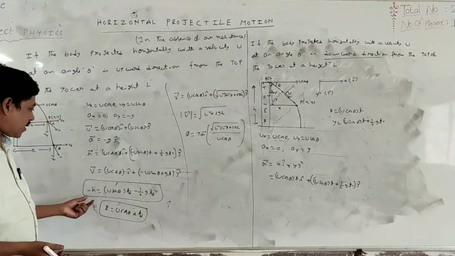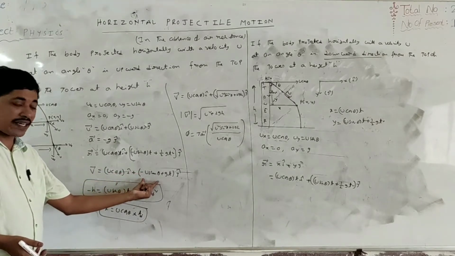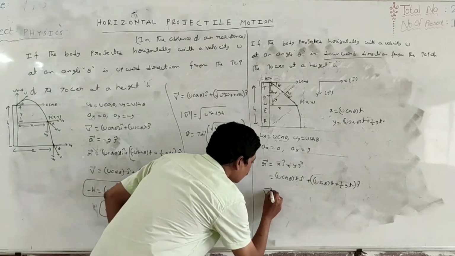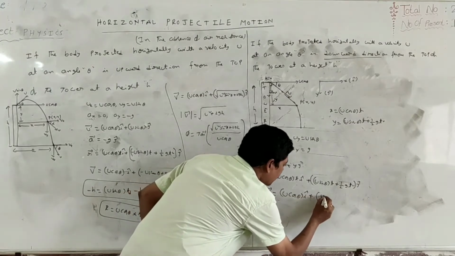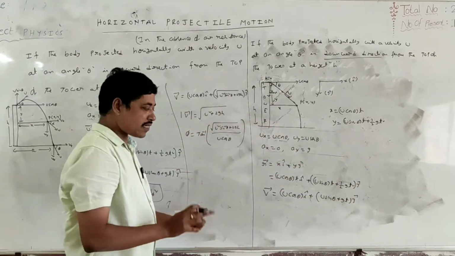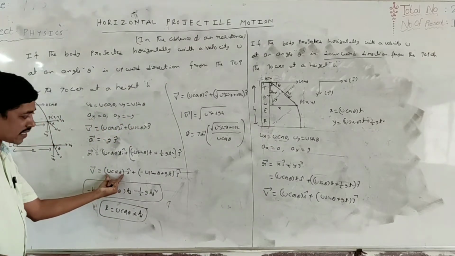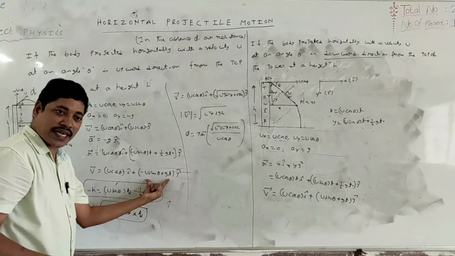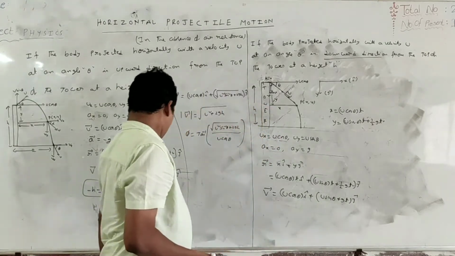The velocity vector v bar is equal to u cos theta i cap plus (minus u sin theta plus g t) j cap for upward projection, and similarly v bar is equal to u cos theta i cap plus (u sin theta plus g t) j cap for downward projection. The major difference is that the horizontal component vx is the same in both cases, but vy is minus u sin theta plus g t in one case and u sin theta plus g t in the other.